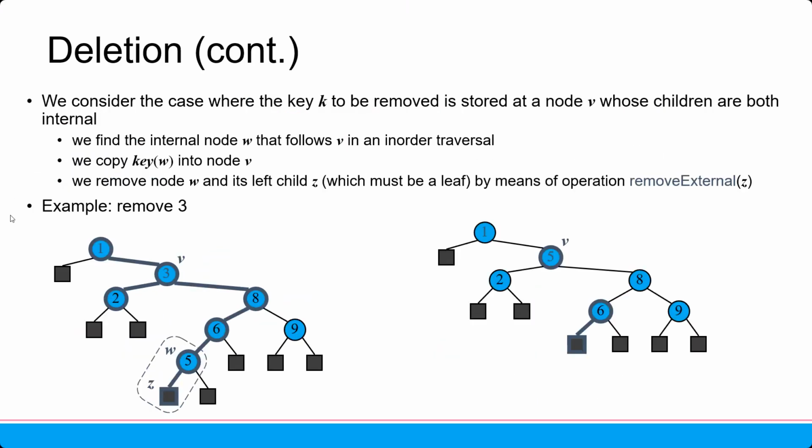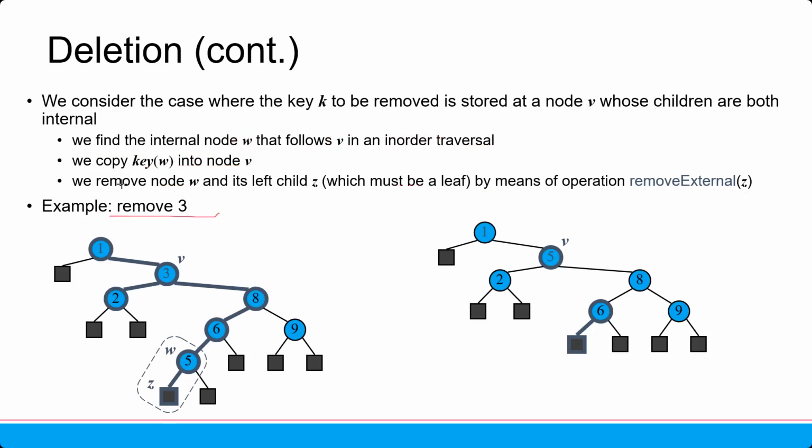But if the node has two children, then we find the internal node W that follows V in an in-order traversal. So we need to check the in-order traversal. We copy the key W into V. We put the key W there, and we remove the node W and its left child, which must be a leaf, by means of the operation remove external.